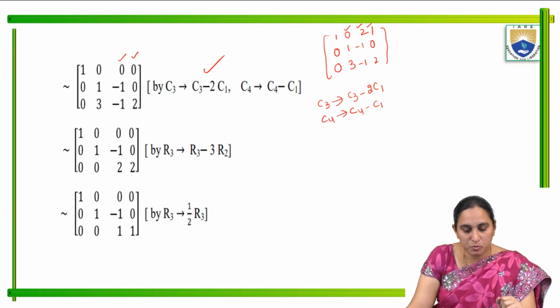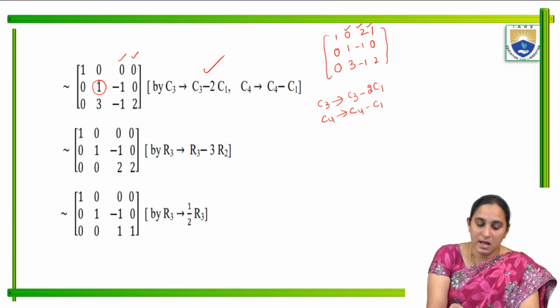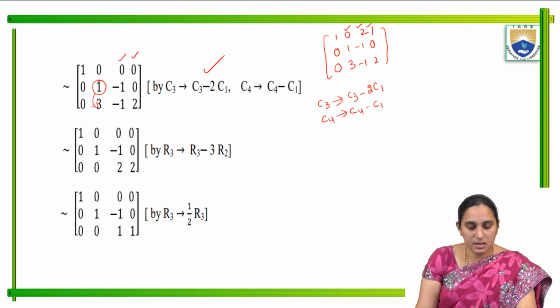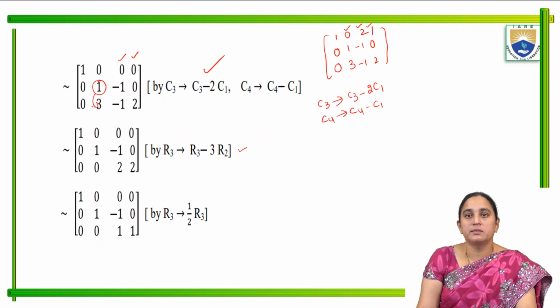Here the next possibility is with respect to R2. I'll make R3 as 0. For that, what about the row operation? R3 tends to R3 minus 3R2.